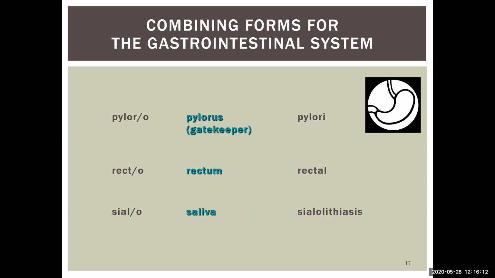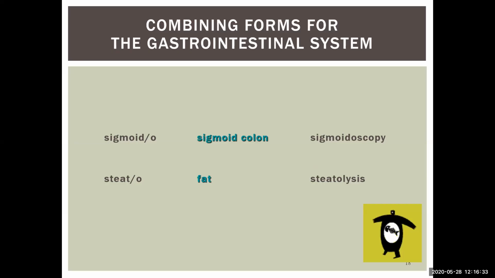Pyloro is pylorus, the gatekeeper, which is the end of that stomach that's like the sphincter that opens and closes to empty the contents that are being broken down in the stomach into the duodenum. Recto is referring to the rectum. Sialo is saliva, sialolithiasis, so stones. Sigmoid colon, sigmoidoscopy, looking into that portion of the colon.